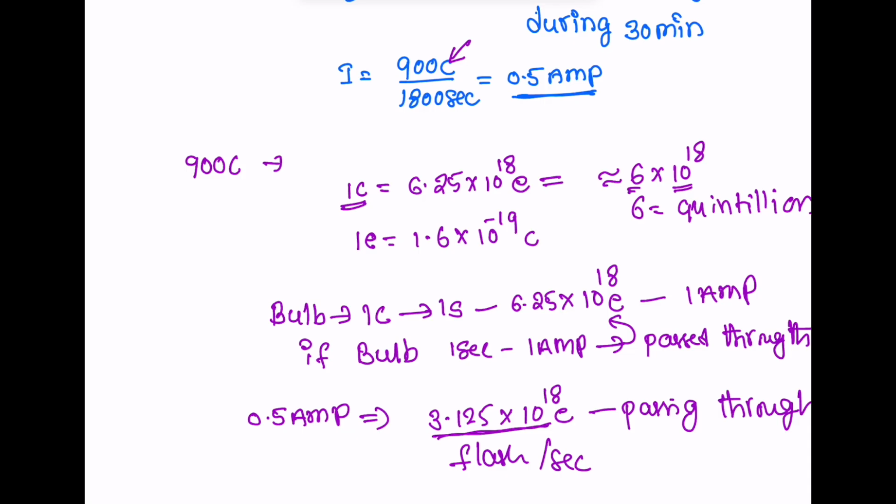This many tiny particles are passing from one end to another end. So we can say that this much energy, electrical energy, is converted into light energy.